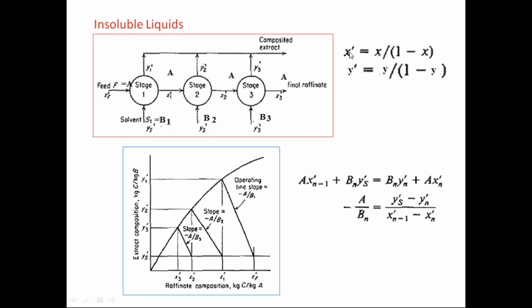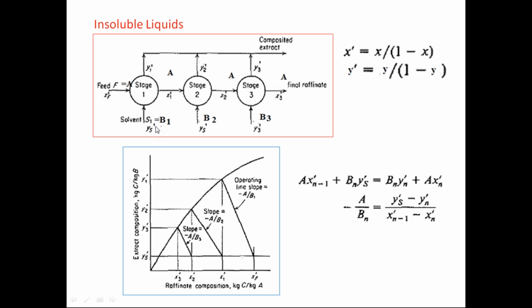So in that case, we have to use the weight ratios. What are the weight ratios? Weight ratios are indicated with prime. X prime is X by 1 minus X. What is this? This is weight of C divided by weight of the non-C. For example, if the feed is having XF as the weight fraction of the solute, then XF prime will be XF by 1 minus XF. That means weight of the C divided by weight of A. It doesn't have any C in the denominator. So that's why X primes, Y primes are ratios.